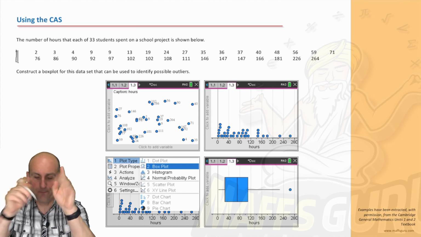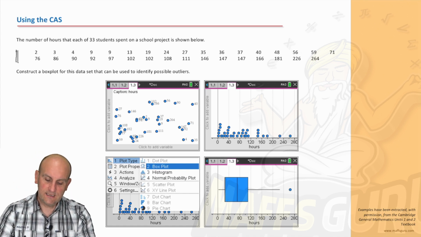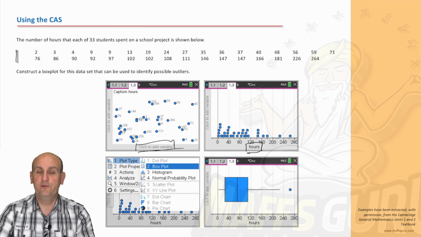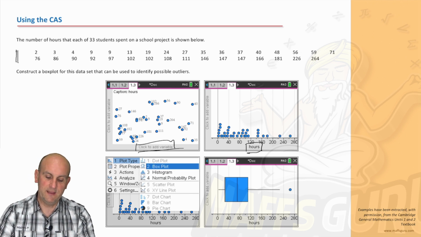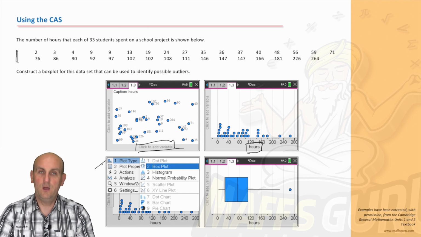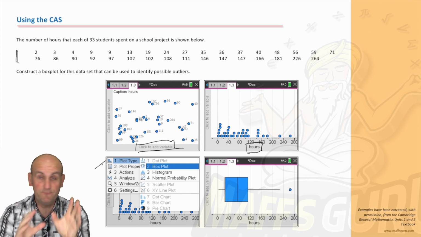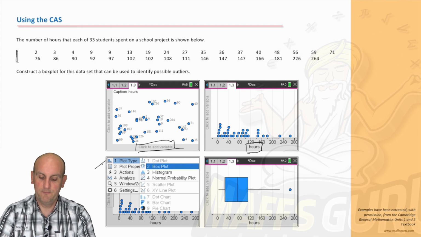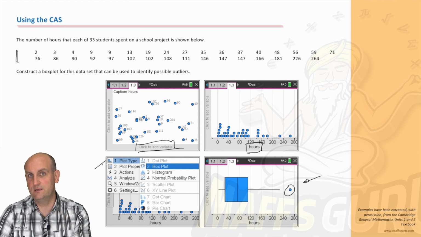And you'll notice it's all there. I changed this here, click to add variable, and I changed it to hours, and it just did me a dot plot. That's the default for this graph. But then when I went into menu, plot type, which was number one, and then box plot, lo and behold, ka-ching, in a pretty funky animation, out came my box plot, looking exactly like that. And what do we notice? There's my one outlier.